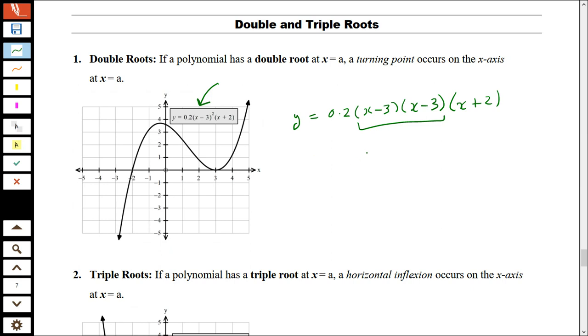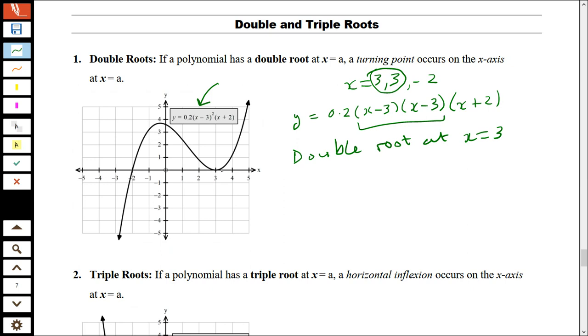Now what's so special about a double root? Well, here the double root is at x equals 3. Okay, double root, in this case, at x equals 3. And if you're wondering why we call it a double root, well, if I was to write out the roots, right, what would I have? X equals 3, 3, and negative 2. So you do have a double root there, right?